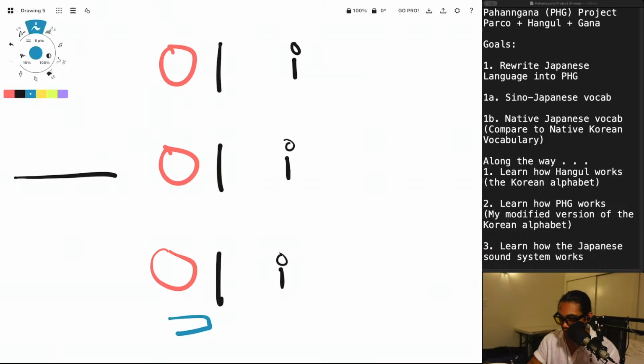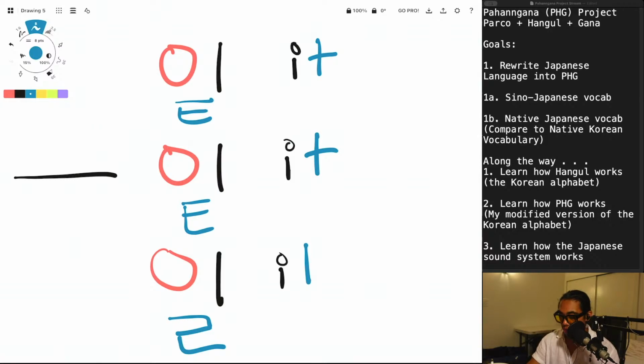Let's actually just start with Korean. It's L, like that. Then we have ichi, itsu. So we have a T. And that corresponds with our reconstruction in the dictionaries.